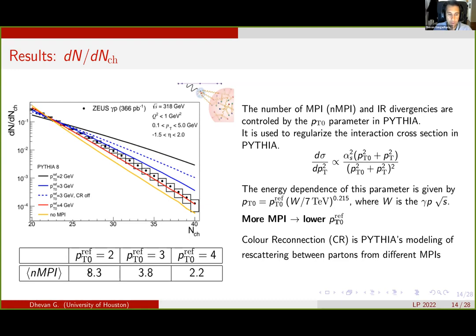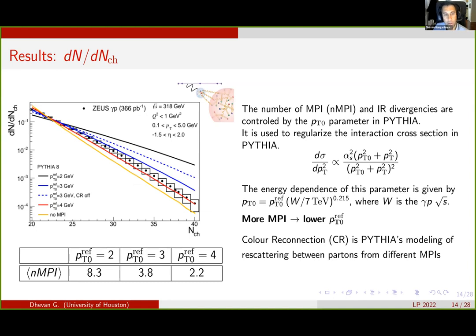Here are 3 choices of pT0 ref: 2, 3, and 4, and the mean number of MPI in each case. For pT0 ref equals 2, the number of MPI is 8, so that's quite a lot, 8 partonic scatterings per event. That's this black line. The other end is pT0 ref equals 4, which is about 2 interactions, and that's the red line. We also switch MPI off, so that's just 1 scattering per event, and that's this gold line.